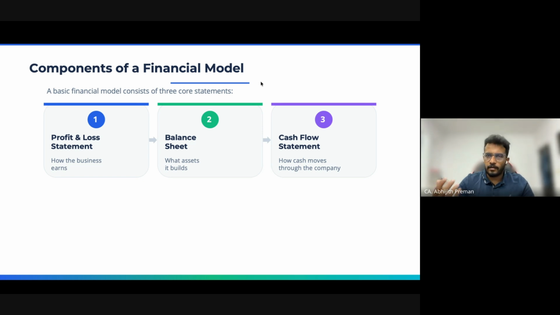Also, as a founder, to understand the business and perform the business in a neat manner, you need to prepare both of these. Because if you depend too much on the profit and loss statement, you may underestimate the cash requirement in your business. So these are the three basic components: profit and loss statement, balance sheet, and cash flow statement.